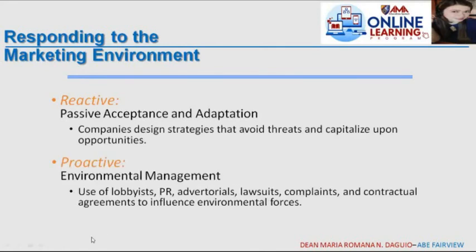Okay, let's proceed now to responding to the marketing environment. We have reactive, the passive acceptance, and adaptation. Companies design strategies that avoid threats and capitalize upon opportunities. Proactive, environmental management, they use the lobbyists, the PR, advertorials, lawsuits, complaints, and contractual agreements to influence environmental forces. All right, so I think that ends our discussion.